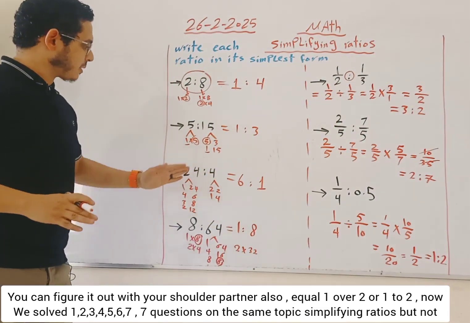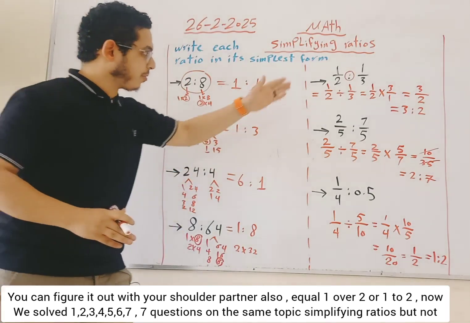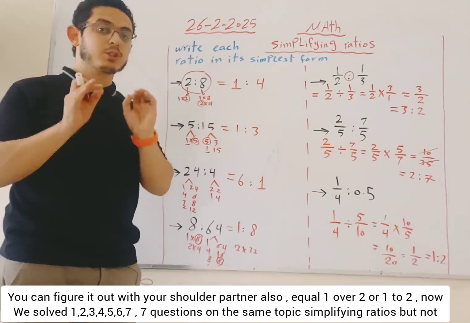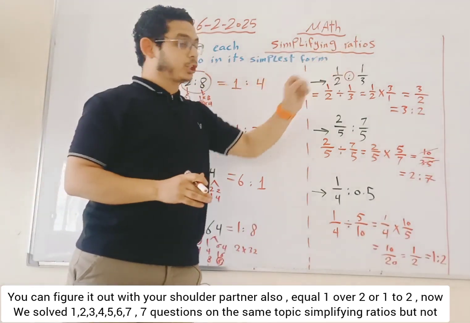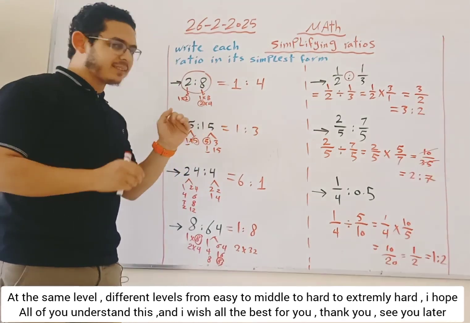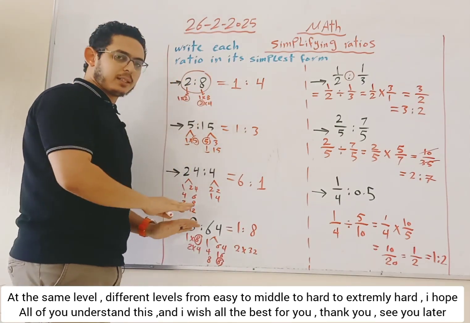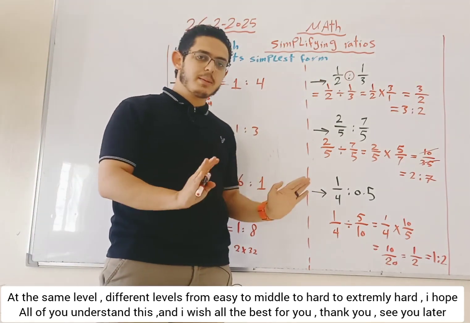Now we solved it. 1, 2, 3, 4, 5, 6, 7 questions about the same topic, simplifying ratios, but not at the same level. Different levels, from easy to middle to hard to extremely hard.